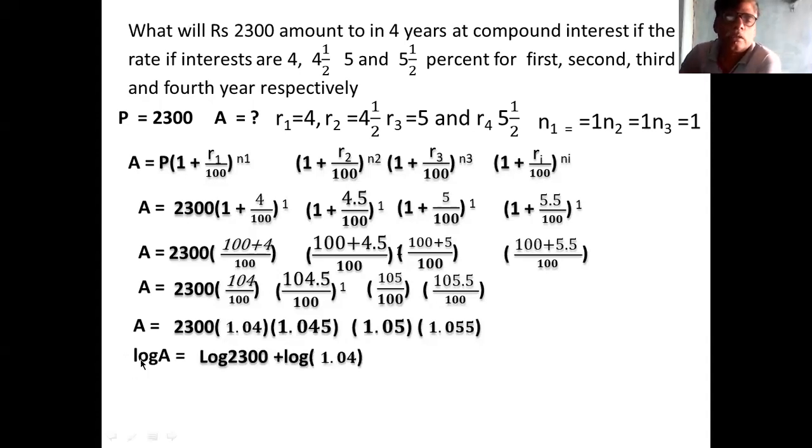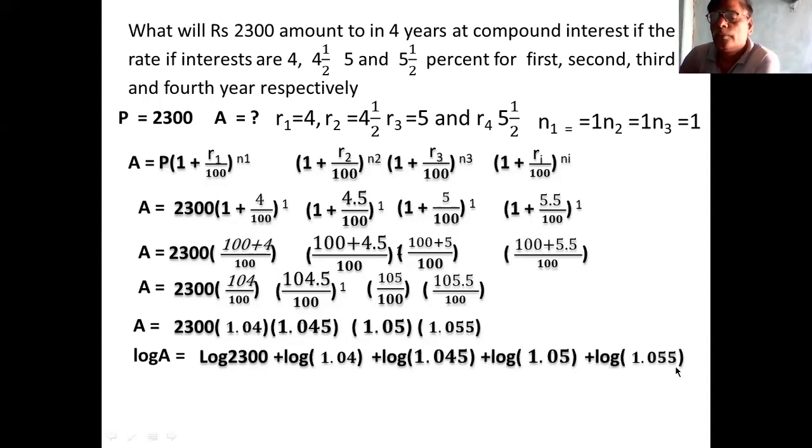So log A is equal to log 2300 plus log 1.04 plus log 1.045 plus log 1.05 plus log 0.55. Okay. In the next step, log A is equal to 2300, characteristic is 3. Okay, 3 is the characteristic.